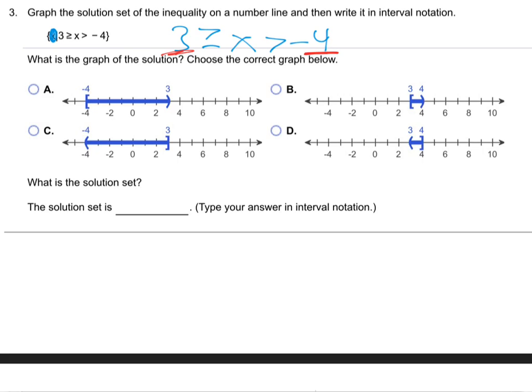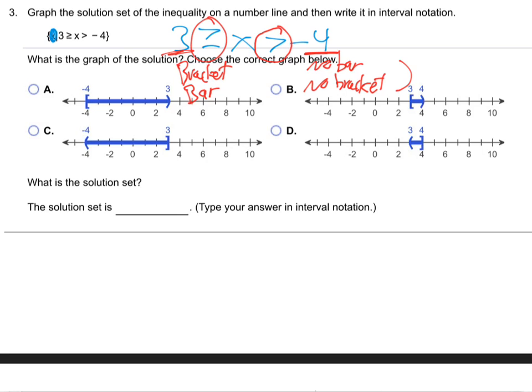Notice there's no equals at the negative 4, and there is an equals next to the 3. When you have equals, you include it, right? Which means there's going to be a bar at the 3, and that means there's going to be a bracket. That's one of the ways I help students remember: BB, bar goes with bracket. This is no bar, no bracket, so it's going to be a parenthesis.